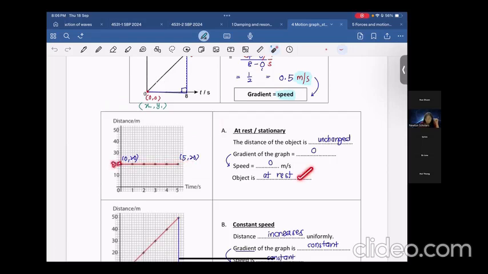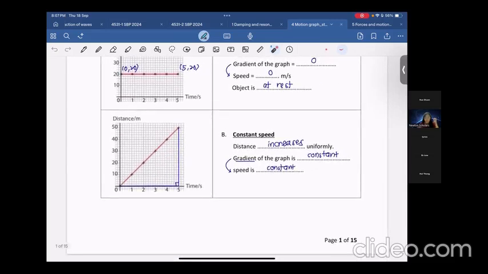You see at 20 meter here, they're standing at 20 meter from a certain point. Start the stopwatch: 0 second, 1 second, 2 second, 3 second, 4 second, and 5 second. After 5 seconds, it's still standing at 20 meter. So we say the object is at rest, or stationary.